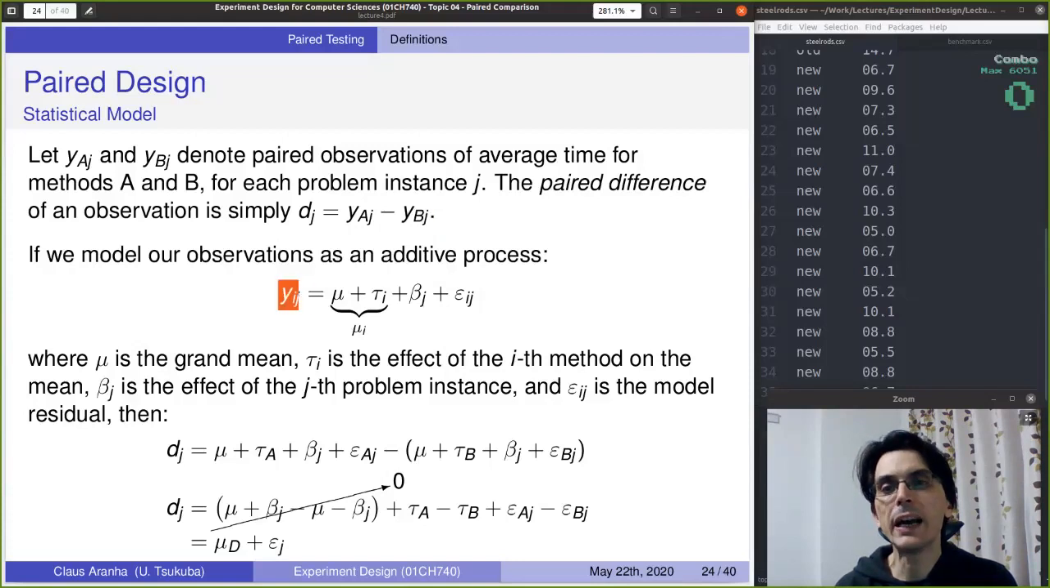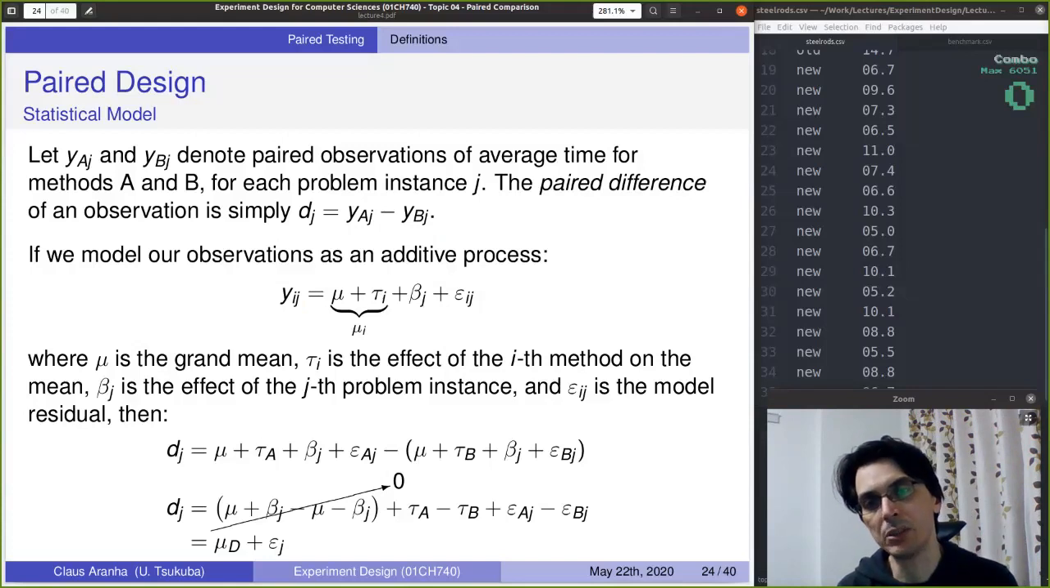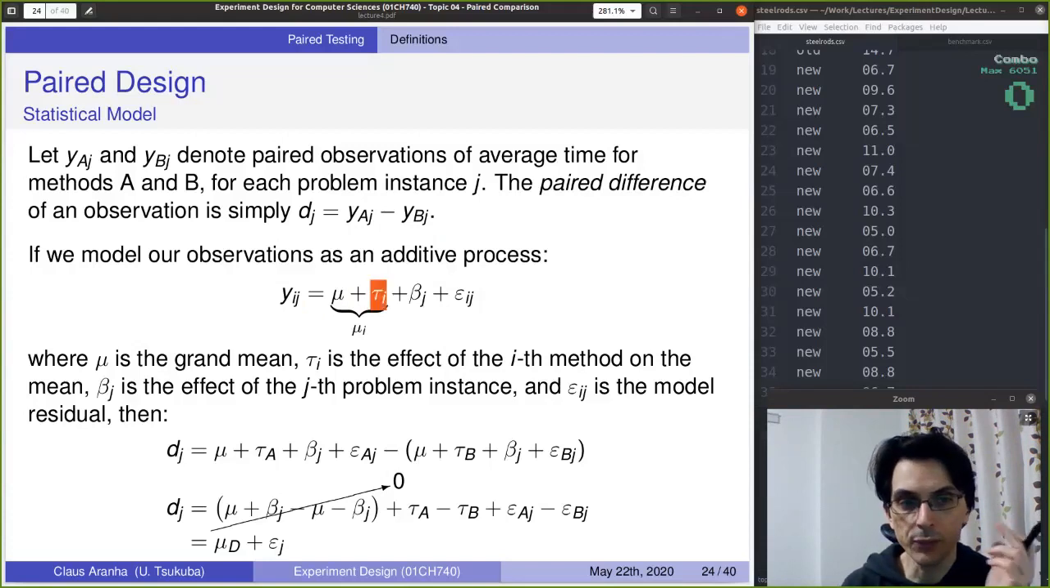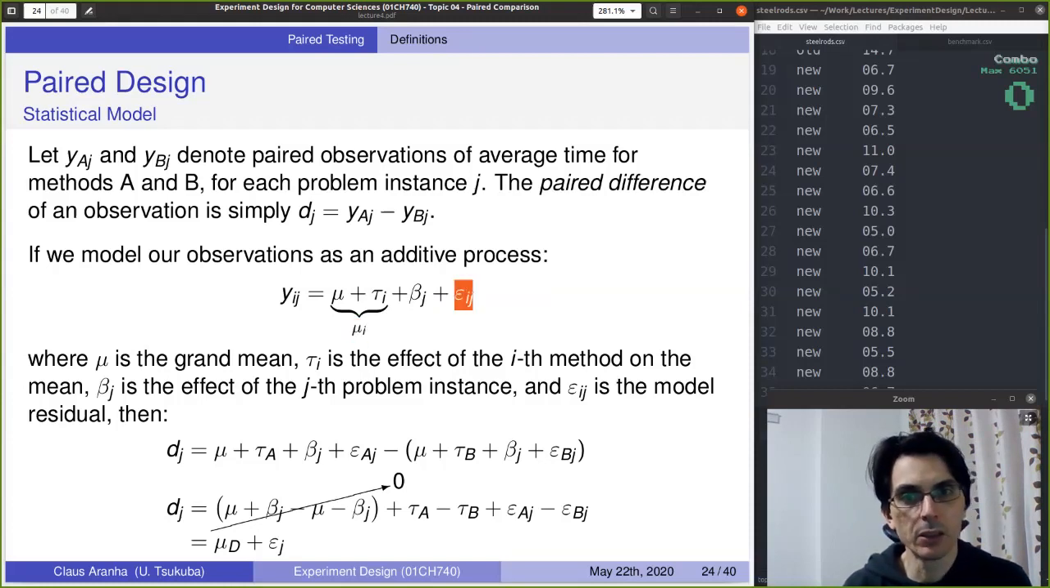Now, the model for YIJ is the grand mean, so this is the mean of everything, plus tau I, which is the influence of the algorithm on the mean. So the grand mean plus the influence of the algorithm will be mu I. Okay, so this is the mean of the algorithm. Now, beta j is the influence of the problem. And this is what we want to eliminate. Remember that in the previous model, we only had mu I and we had epsilon. Now, we have this beta here that we want to eliminate.